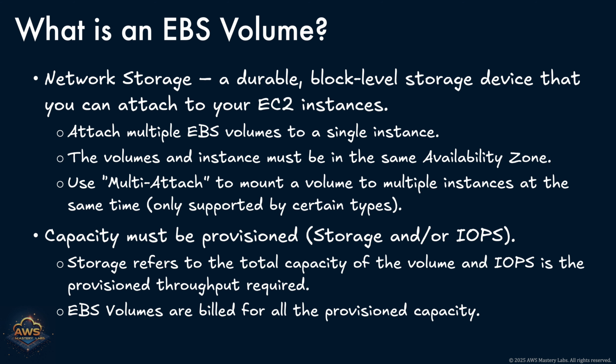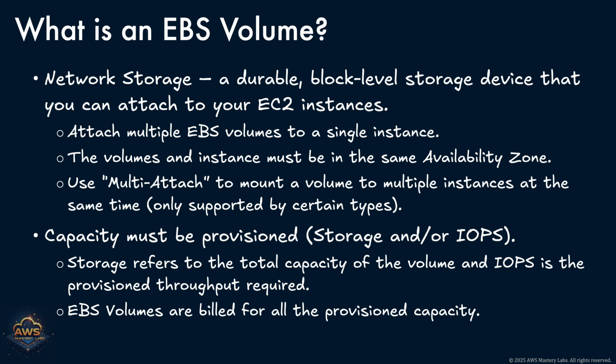Amazon EBS provides persistent, block-level storage volumes that function just like traditional hard drives, but with the flexibility and scalability of the cloud. When you attach an EBS volume to an Amazon EC2 instance, it behaves like a physical disk, ready for formatting, mounting, and storing data.